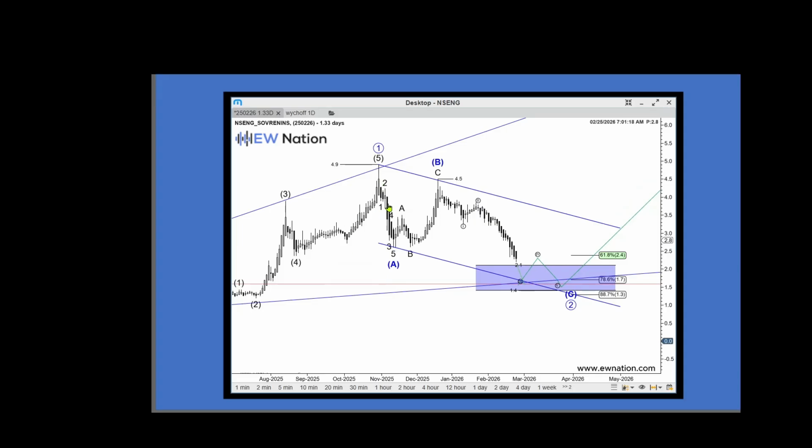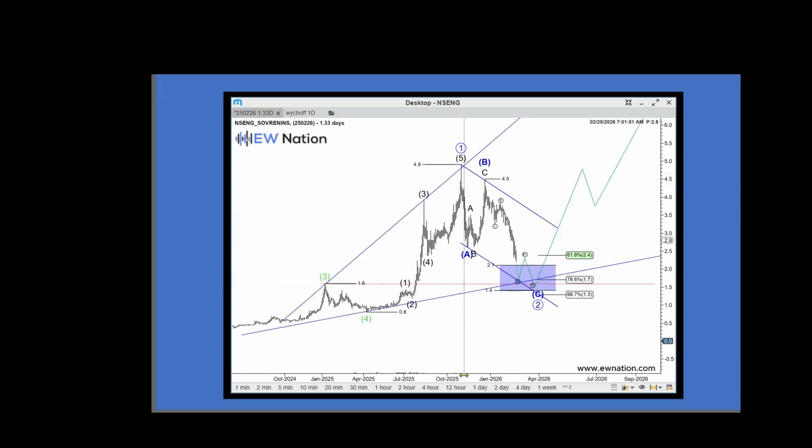We expect to see 5 waves here, 1, 2, 3, 4, 5, for wave A. We have A, B, C for wave B, and we expect a 5 wave sequence for wave C, 1, 2, 3, 4, 5, ending around the 78.6 Fibonacci ratio of wave 1, and that would bring us to about the 1.7 region. Let's not also forget, structure wise, that we have the wave 3 extreme at 1.6.